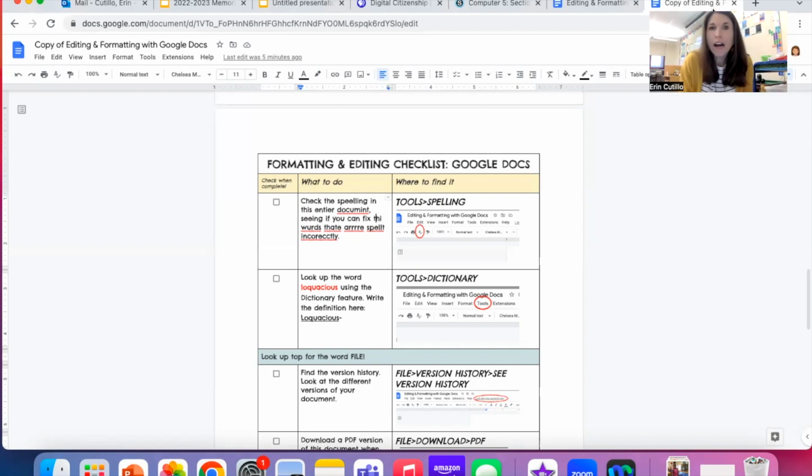Hi, everybody. Today we're going to be looking at our formatting and editing checklist for Google Docs, and we're going to be using some tools that might help us with our writing. The first thing that you might notice here is that there are a bunch of words that are spelled incorrectly on purpose, and they are underlined in red. You might also notice that there are some words spelled incorrectly, like spelling and entire.